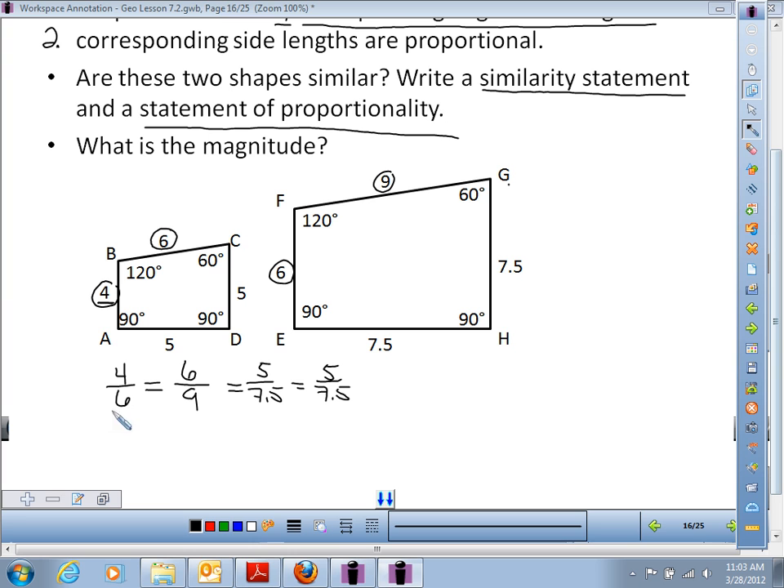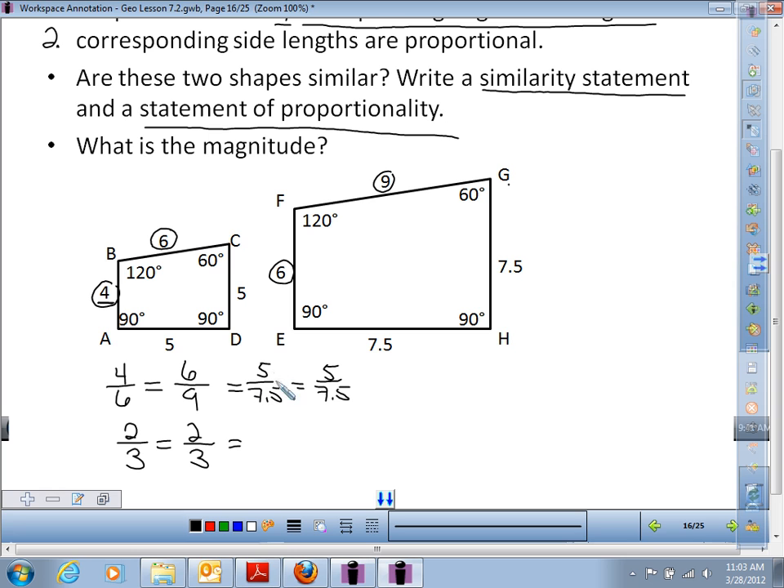What does 4/6 simplify to? Well, 2 goes into 4 2 times, 2 goes into 6 3 times. And that simplifies to 2/3. Let's look at 6/9. 3 goes into 6 2 times, 3 goes into 9 3 times.